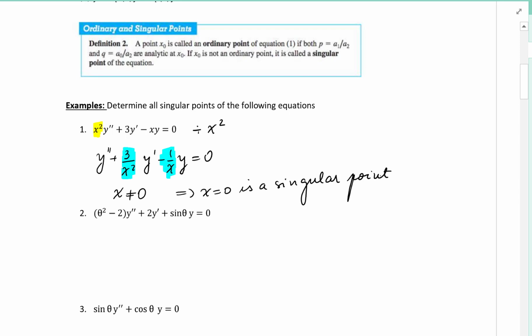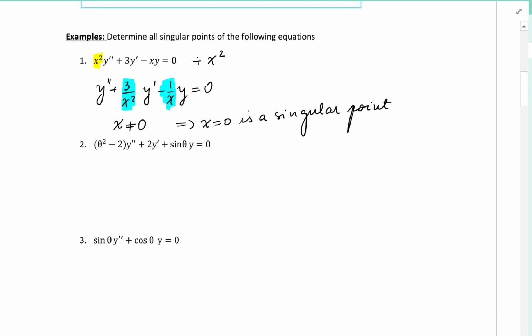All the other ones are called ordinary points, and in all those ordinary points we can actually have analytic functions as our coefficients of y prime and y. So the same procedure is for the second example.